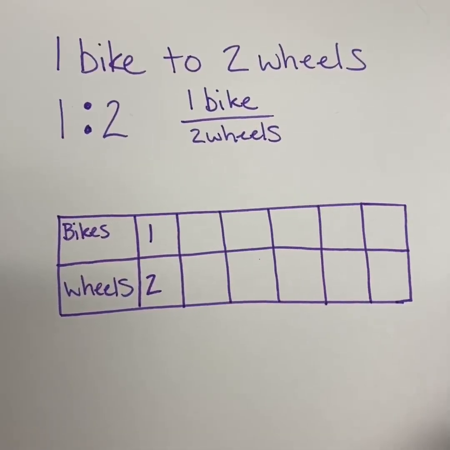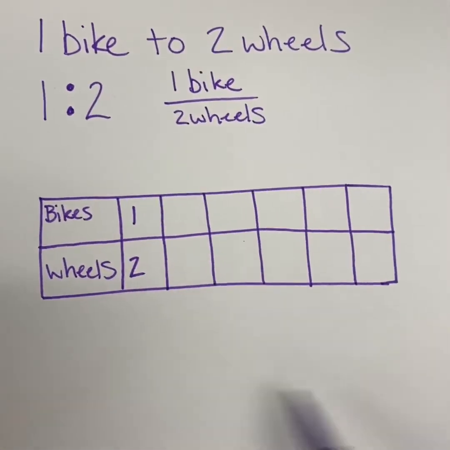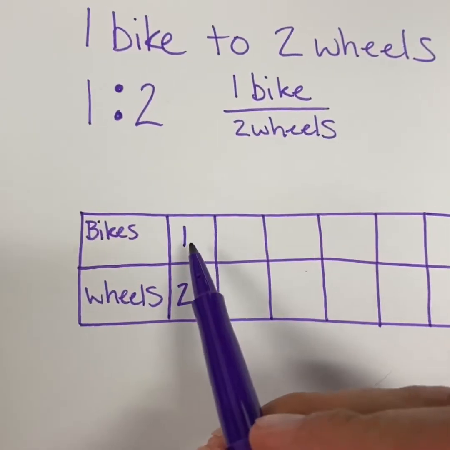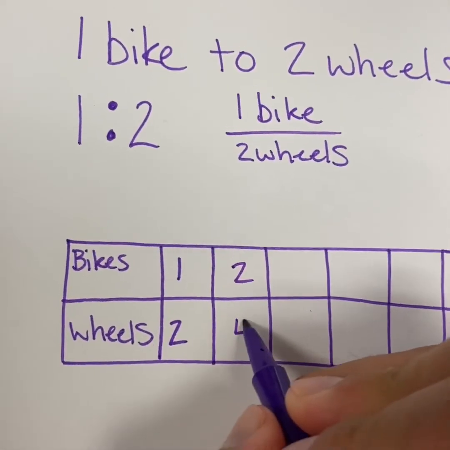Now just humor me for a second. If I have 2 bikes, how many wheels do I have? Did you say 4 in your head or out loud? You're right, there are 4. So let's go ahead and record that. I created a ratio table here. We're not going to cover this in this video, but we'll learn about this in the future. So 1 bike is 2 wheels, 2 bikes is 4 wheels.